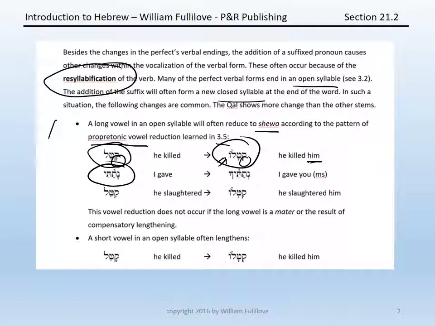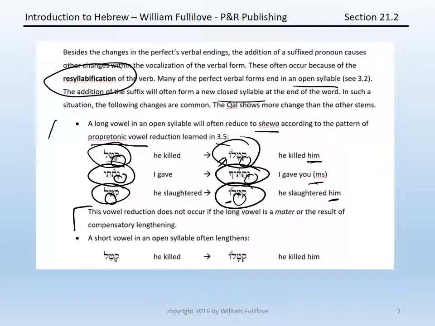Natati, I gave, when you add ka, you, masculine singular, becomes nitatika. The qamets has reduced to a vocal schwa in the propretonic open syllable. Kitel, he slaughtered, becomes kitalo with the addition of o, the object suffix him. The tsere has now reduced in a pretonic syllable to a vocal schwa.